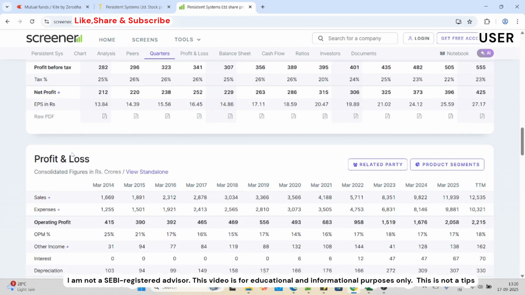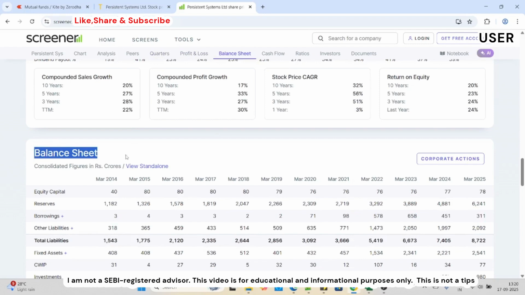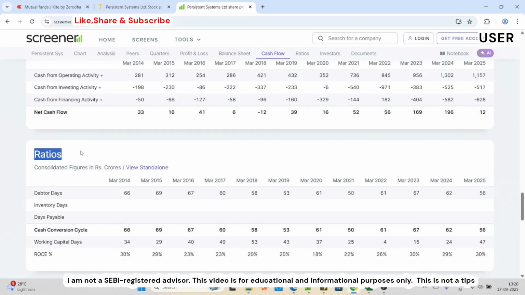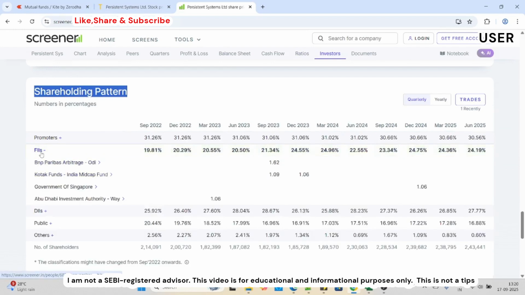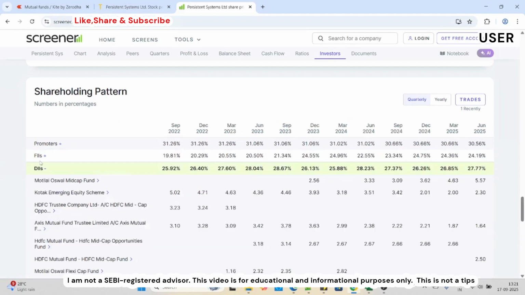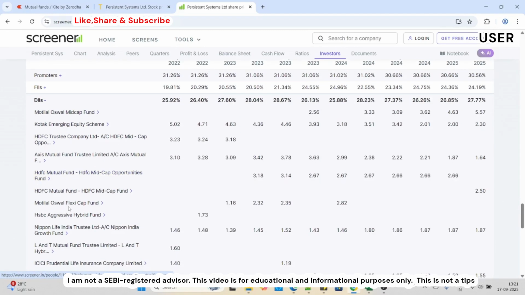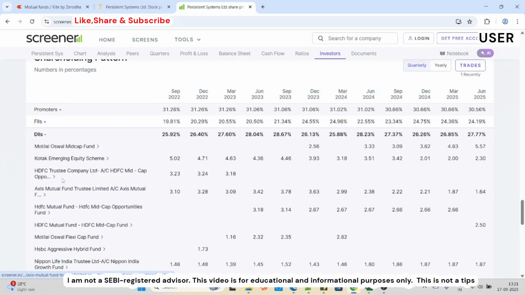Quarterly results, profit and loss, balance sheet, cash flow, ratios, and shareholding pattern, FIIs and DIIs data, will be detailed out here. Click on this one. You can see the FIIs, foreign investors, available for Persistent Systems. Government of Singapore has also invested in this stock, and DIIs means domestic institutions like mutual funds. A lot of big mutual fund houses, like HDFC, have invested in this stock.